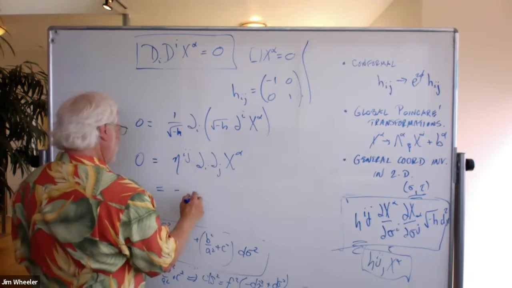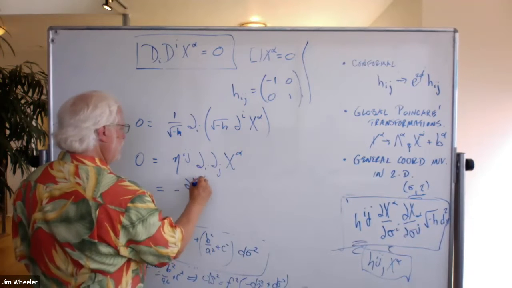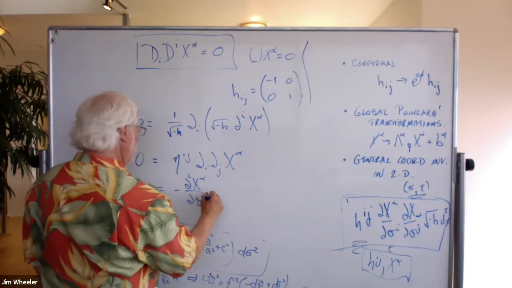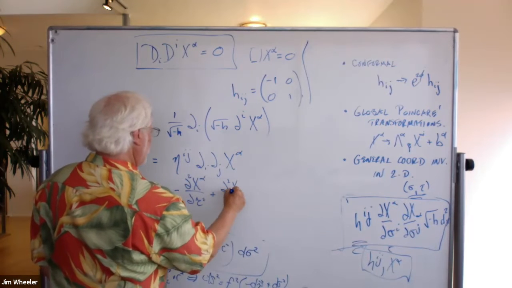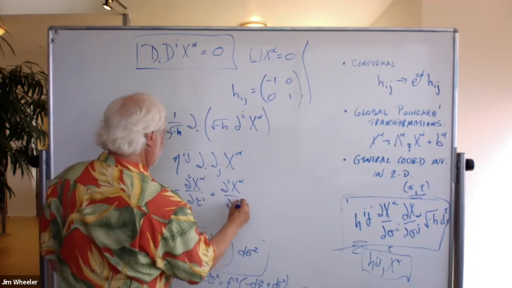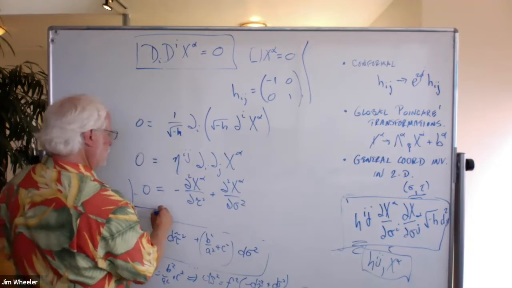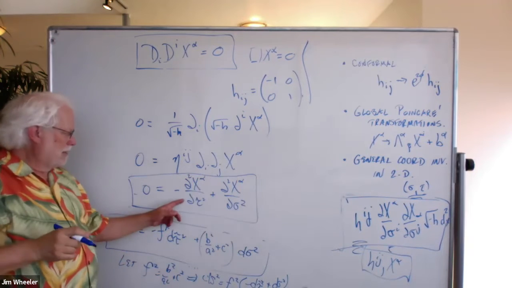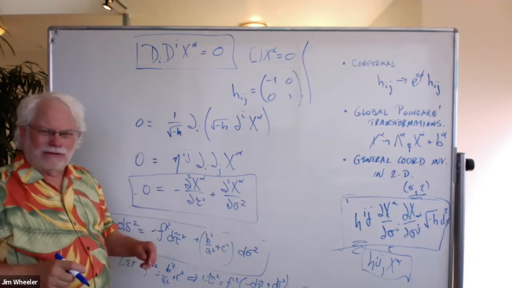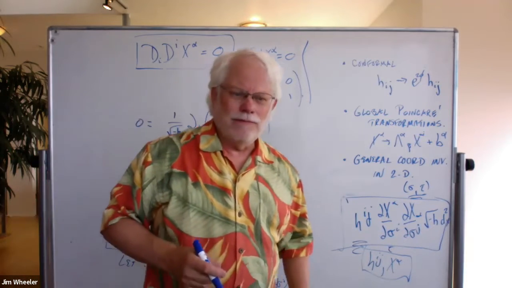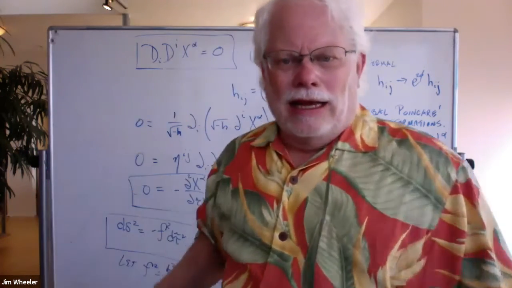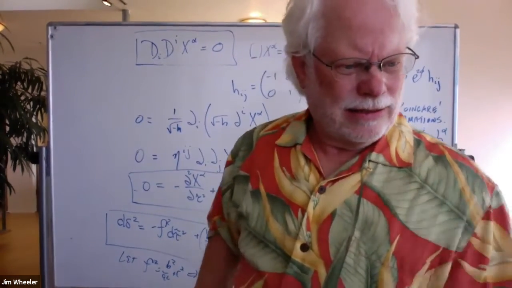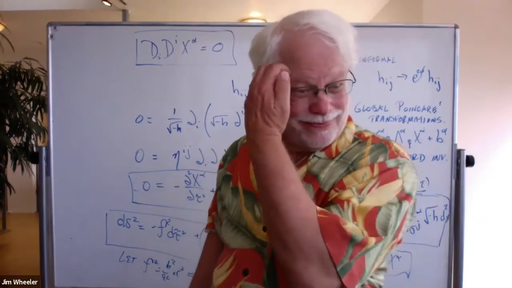And that's easy to write out. This is d squared x alpha over d tau squared plus d squared x alpha over d sigma squared equals 0. So we have a simple wave equation. Of course, there's the speed of light sitting here. The string moves with the speed of light. And now what? I guess we solve that.